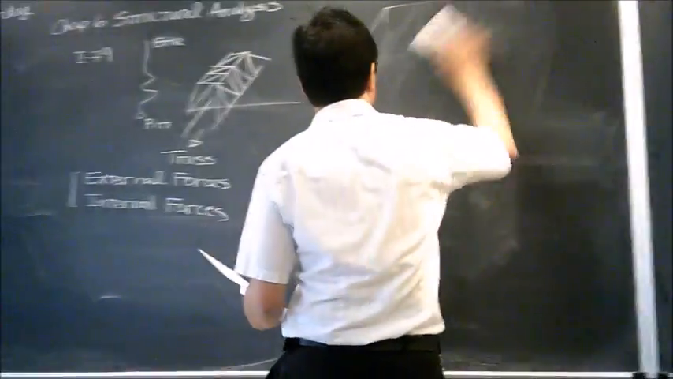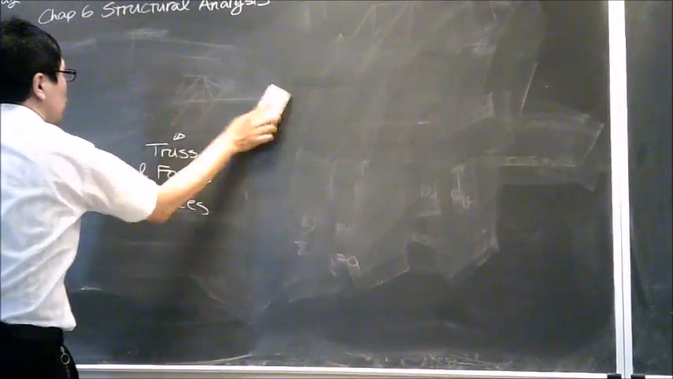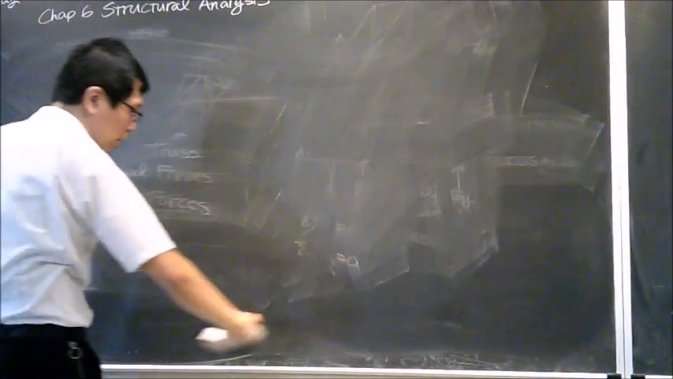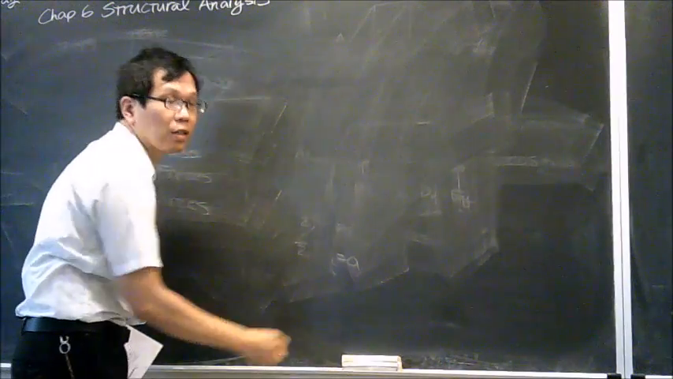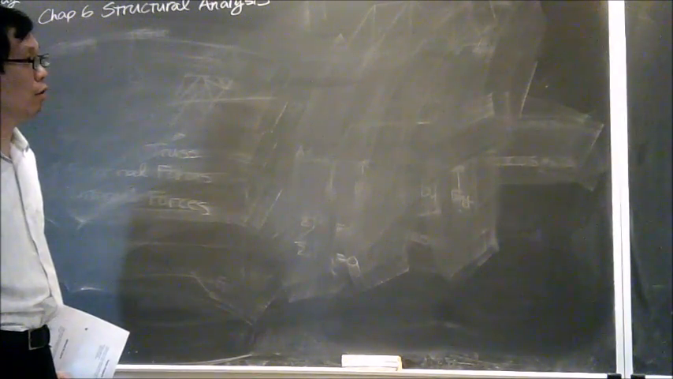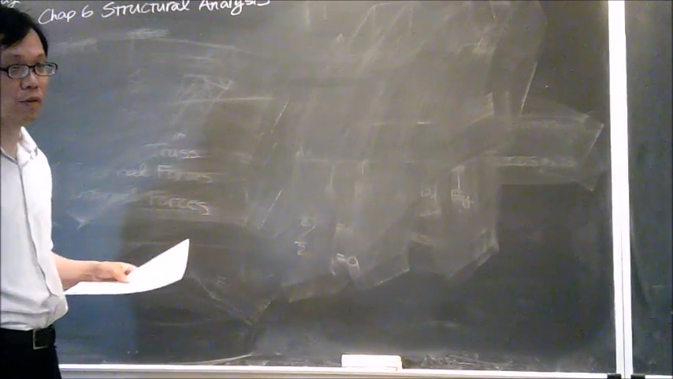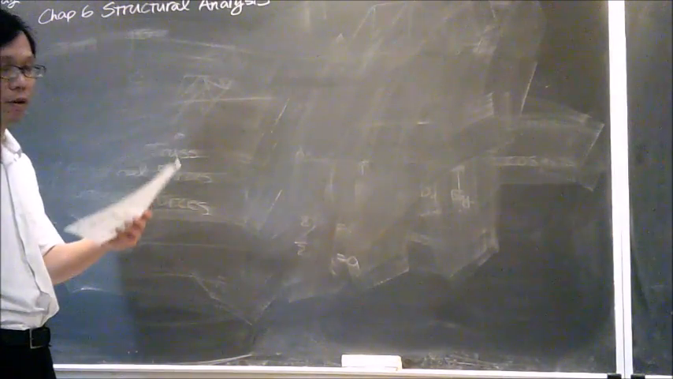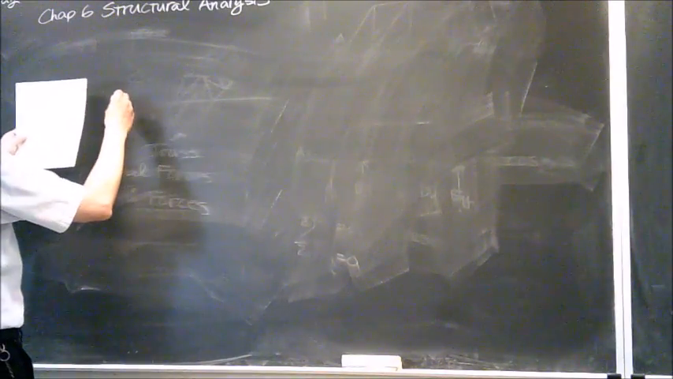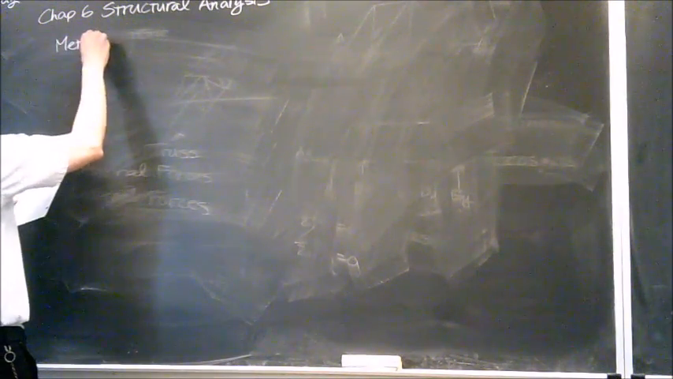Okay, we're going to talk about the method of joints. So now we know how the external forces are going to affect my structure, but how do I determine the forces going to apply to individual components internally? We have two methods. One is the method of joints.